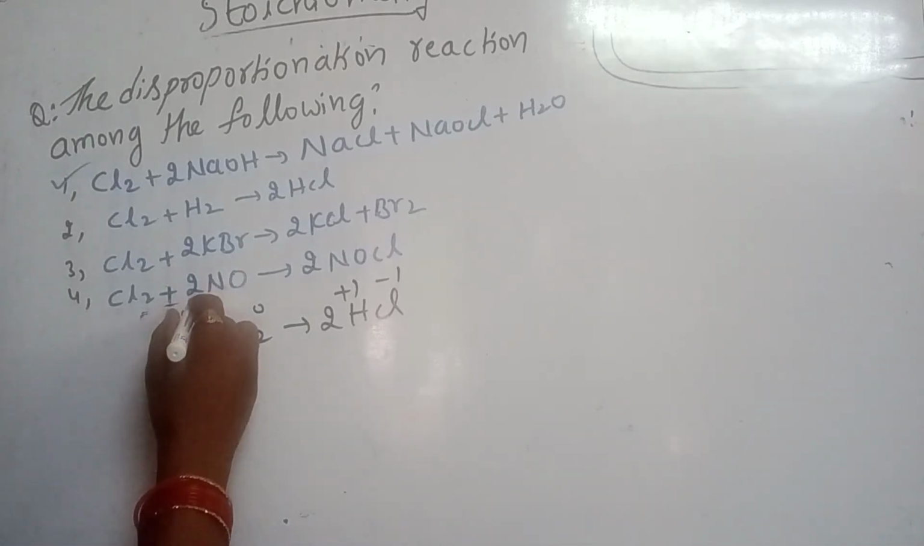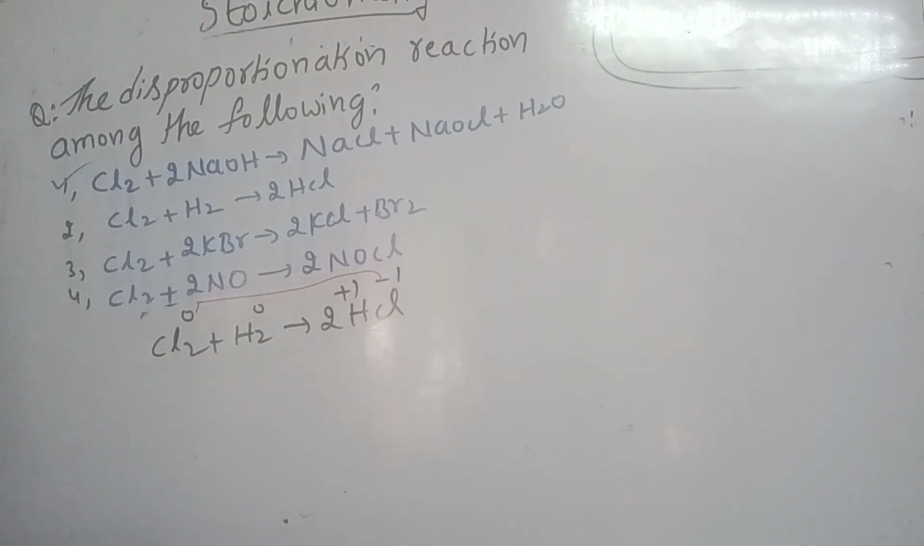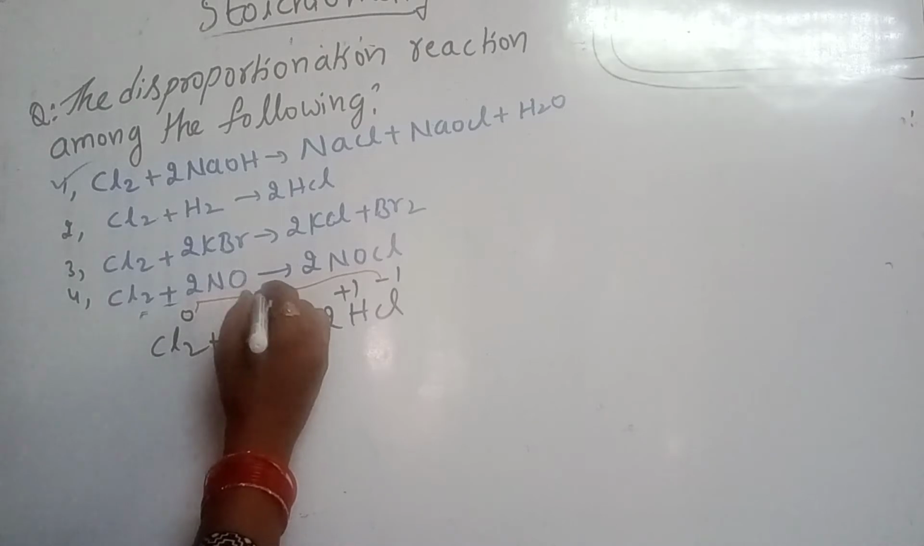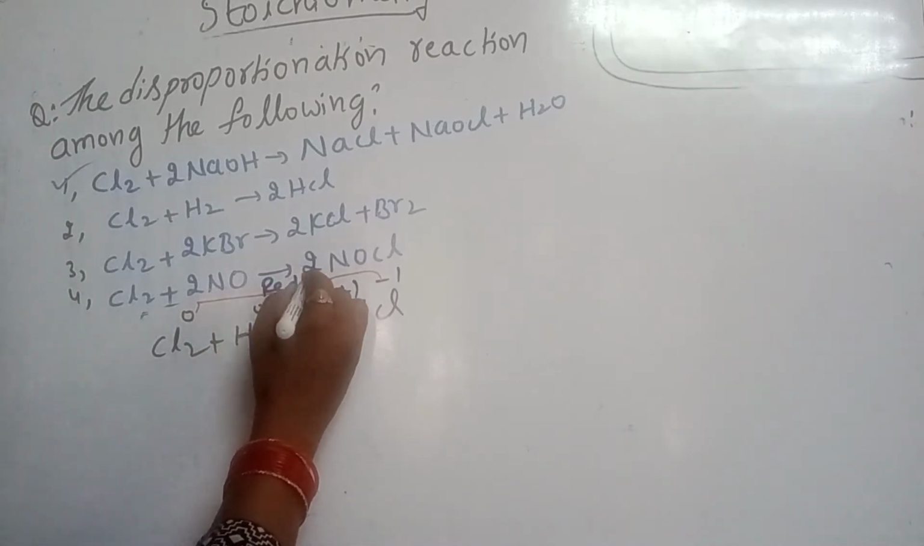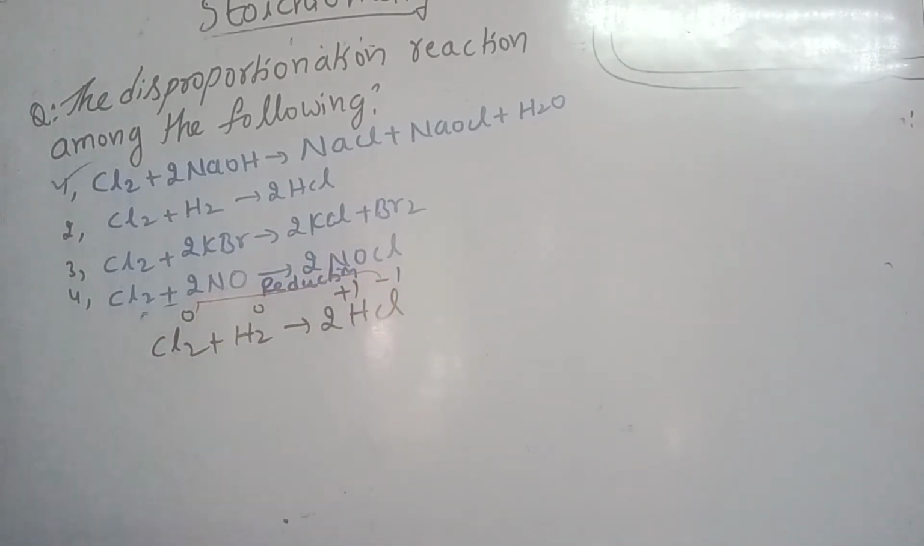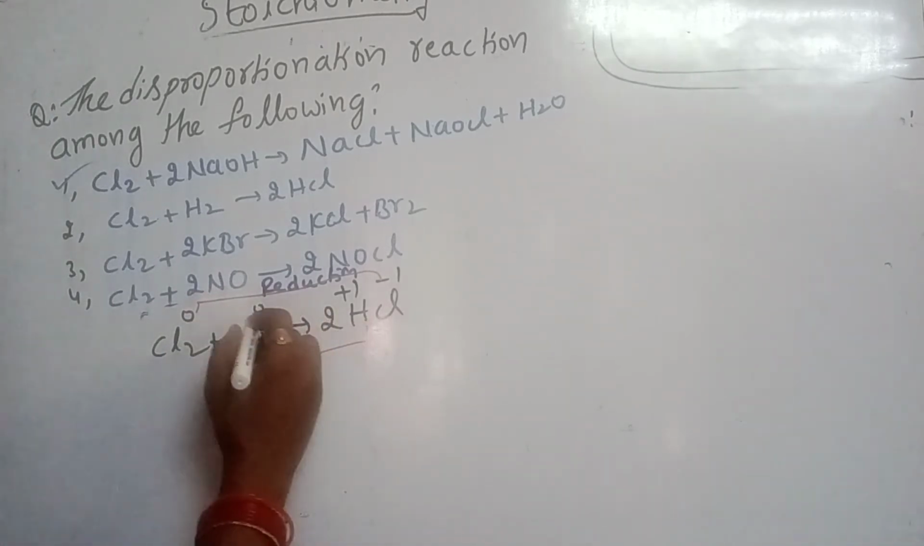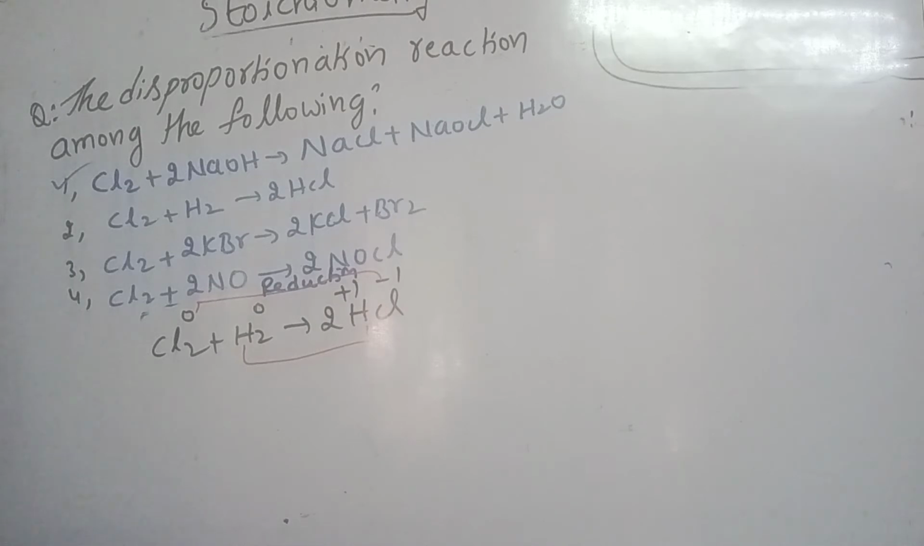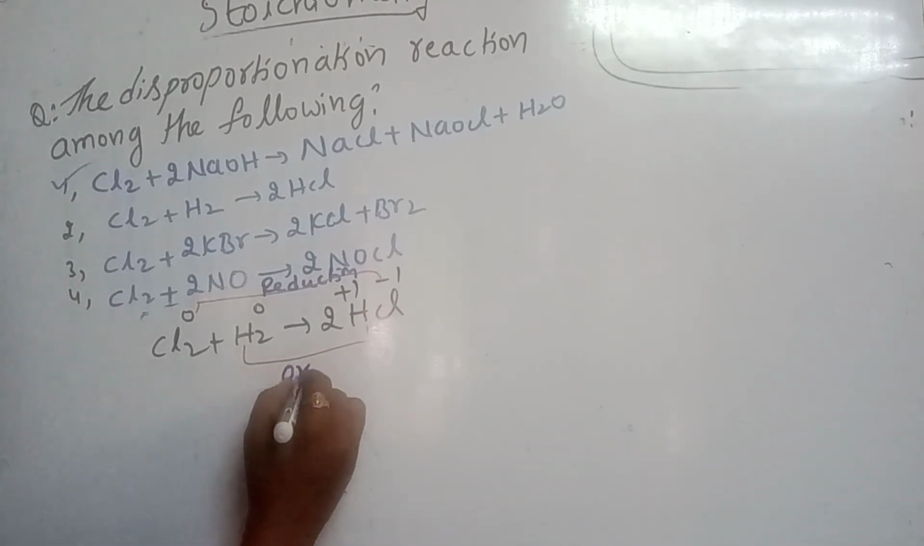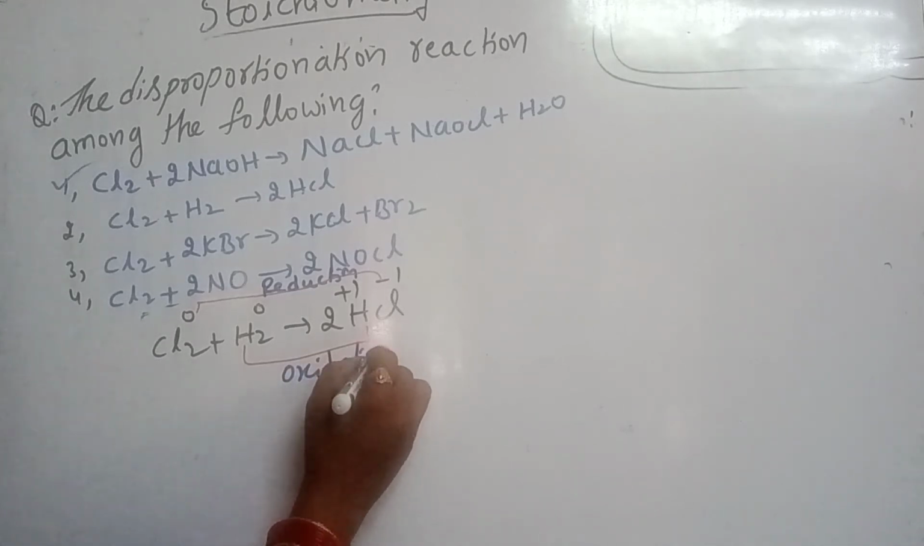In this reaction, the oxidation state of chlorine changes from 0 to -1, which means the oxidation state decreases. So chlorine undergoes reduction, because its oxidation state decreases from 0 to -1. But in H2, the oxidation state is 0 and it increases from 0 to +1. So hydrogen undergoes oxidation in this reaction.